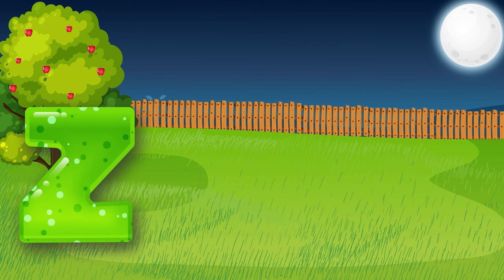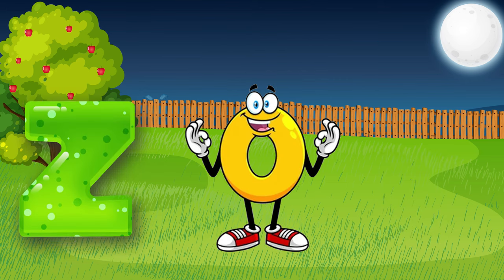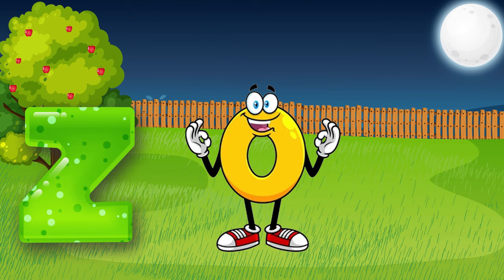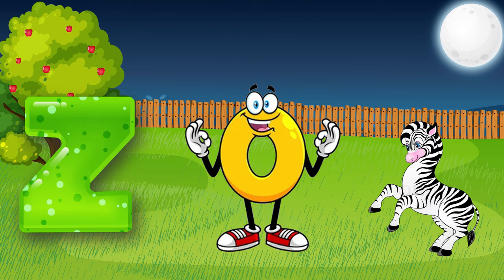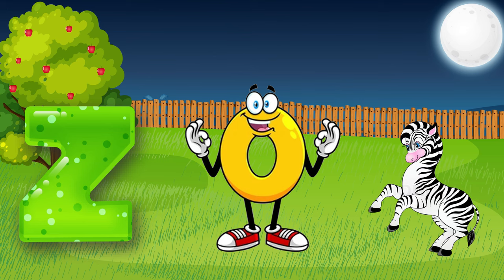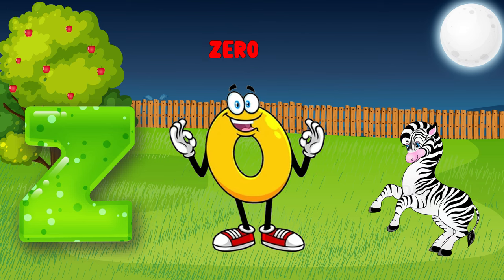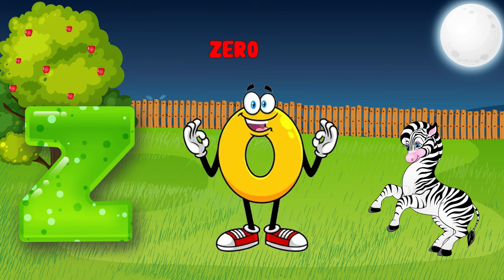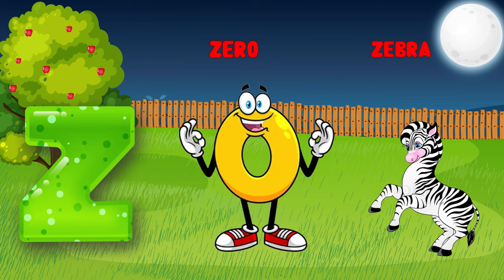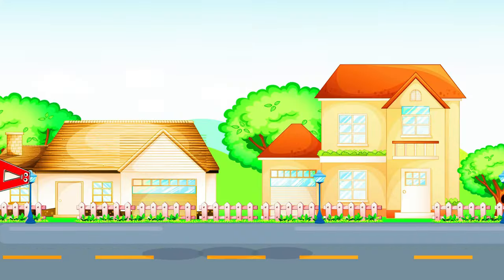Z is for zero, z, z, zero. Z is for zebra, z, z, zebra. Z is for z, z, z, z, zero. Z is for z, z, z, z, zebra.